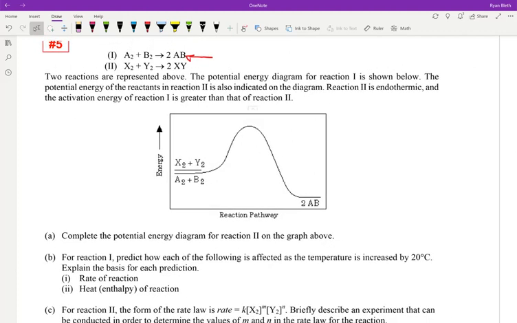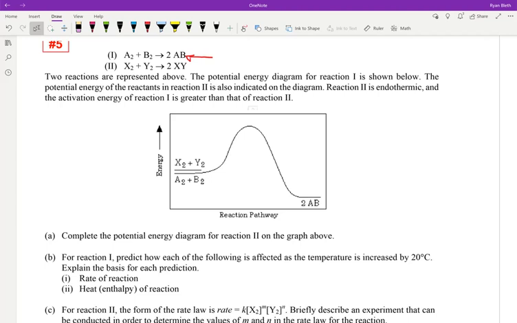And there's some key information in the paragraph that starts out. The potential energy diagram for reaction 1 is shown. The potential energy of the reactants of reaction 2 is also indicated, as I mentioned there. Reaction 2 is endothermic, and the activation energy of reaction 1 is greater than that of reaction 2. So there's going to be some overlap here with two curves in the same graph. This isn't terribly common, but it is a way to compare them fairly. That way you don't have to worry about the scale of your y-axis.